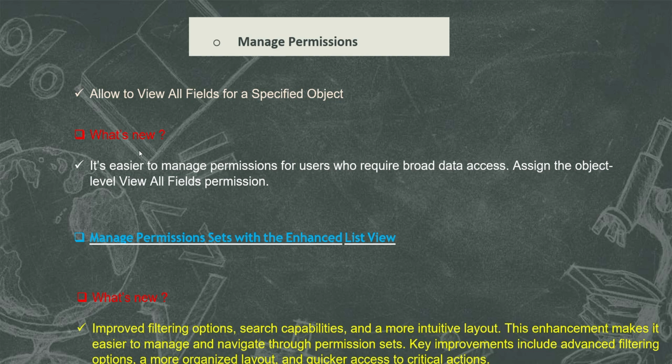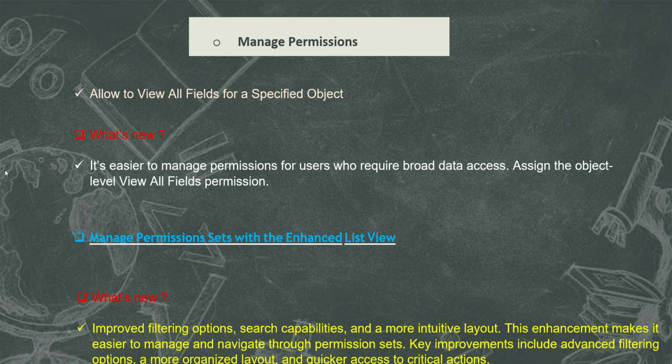In this, you will see on the profile level that there is View All Fields. When you enable this, it means you can access all fields for that particular user. Let's say I am a user, Abhishek Singh, and in my profile, View All Fields has been enabled. Then I can access all fields, even those not showing on the page layout, through object settings.